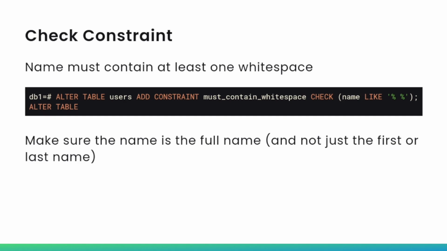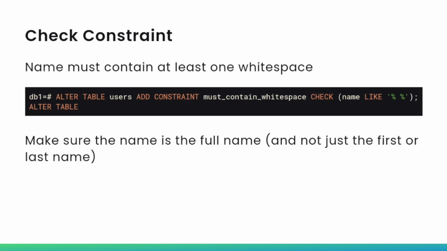So a simple way of checking something like that is to check if the value of the name contains at least one white space, right? Because if the name does not contain a white space, the user most likely provided just his first name or just his last name. Okay, so if we want to implement this custom validation logic into our table, we can use a check constraint. So let's see what it looks like.